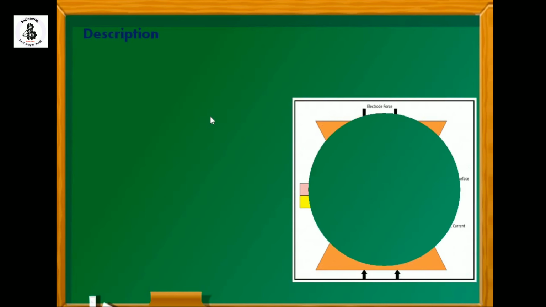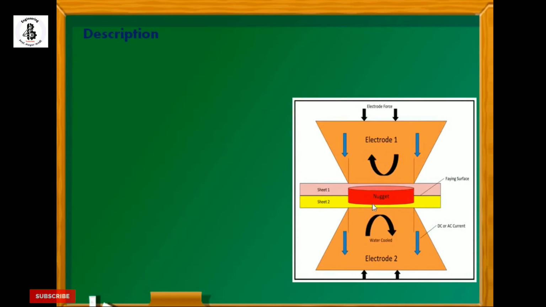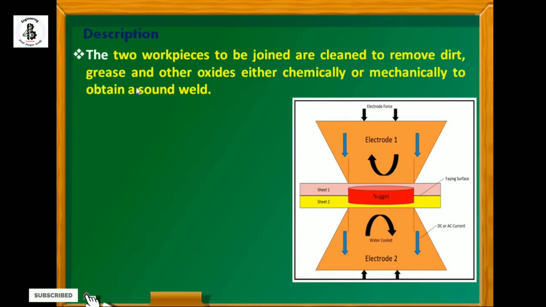Now we will see the description of the spot welding process. So here that will be the basic principle. In this process, the two workpieces to be joined are cleaned to remove dirt, grease and other oxides, either chemically or mechanically, to obtain a sound weld. That is the basic requirement of any welding process. We need to clean the surfaces of the workpiece as well as the point electrodes.